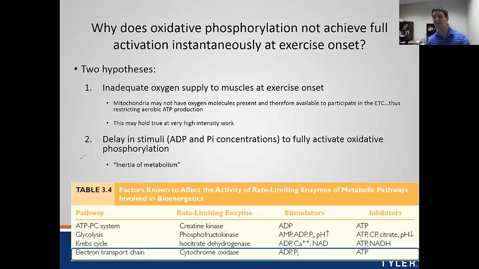The second is the idea that there may be a delay in the stimuli to fully activate oxidative phosphorylation. This is the idea of inertia of metabolism, and is very, very true. When we talked in the last module, I mentioned one of the things that you need to think about and know during the idea of the Krebs cycle is that there are certain enzymes that are controllable. And the same for phosphofructokinase. It's a rate-limiting enzyme because we can control it to increase the rate, right? So how do we actually control and increase the rate? Well, this is actually a feed-forward mechanism. This is a positive feedback mechanism, right?